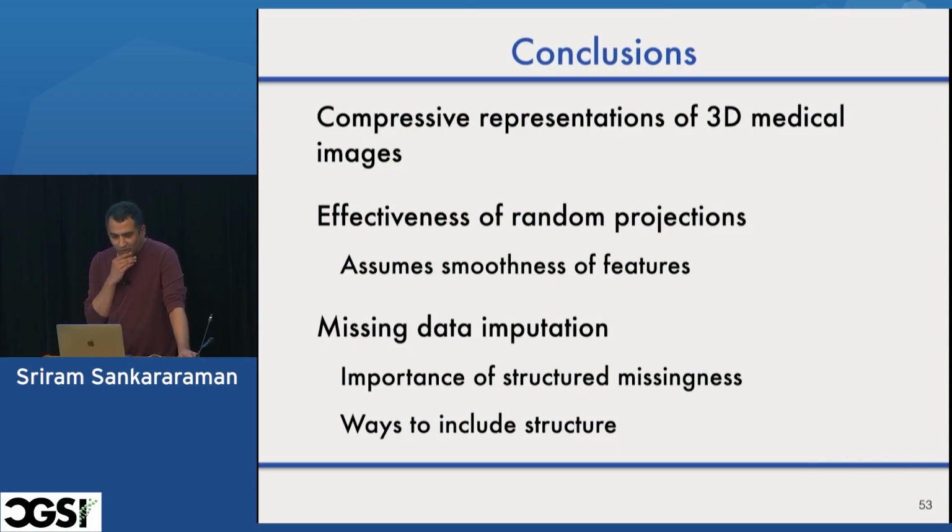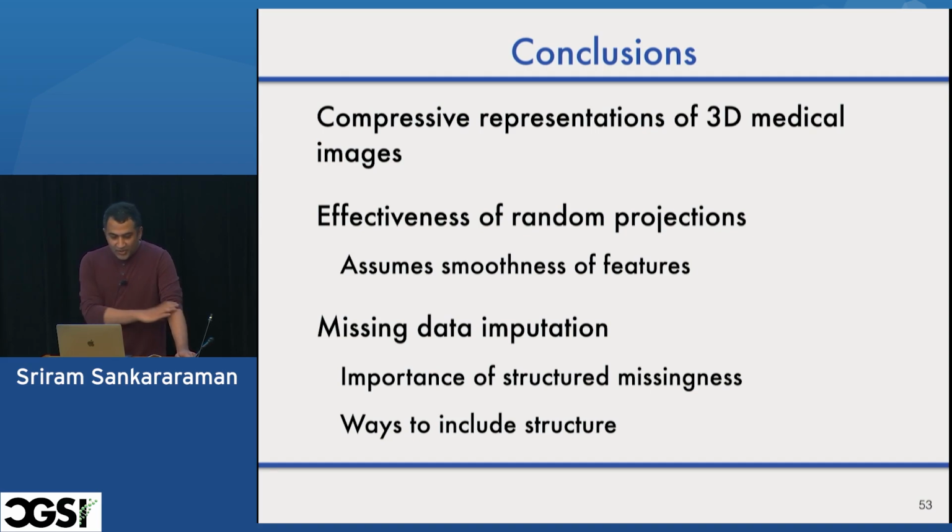OK, so just to quickly conclude, hopefully I've given you some ideas of both the challenges, but also some of the cool questions that you can begin to think about with these multimodal data sets. Some of the key findings for us is that the 3D medical images are compressible, and these compressive representations can have a lot of semantic information. The effectiveness of random projections is always a surprise, and when it works, it is quite interesting to try to understand when it works and why it works. As I mentioned, it does rest on some assumptions about how smoothly the features in these data sets vary across the images.